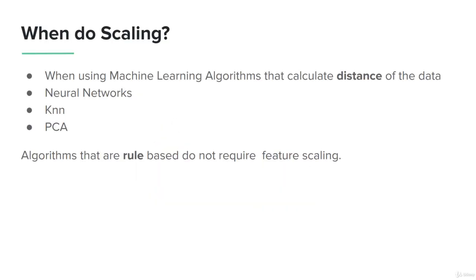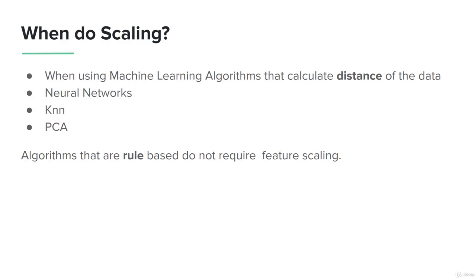So the next question you should ask yourself is, when should you decide to do scaling? The deciding factor is the machine learning algorithm you are using. If you're using an algorithm that calculates the distance of the data, for example the unsupervised algorithm k-means, you need to calculate which of the features are closest together.